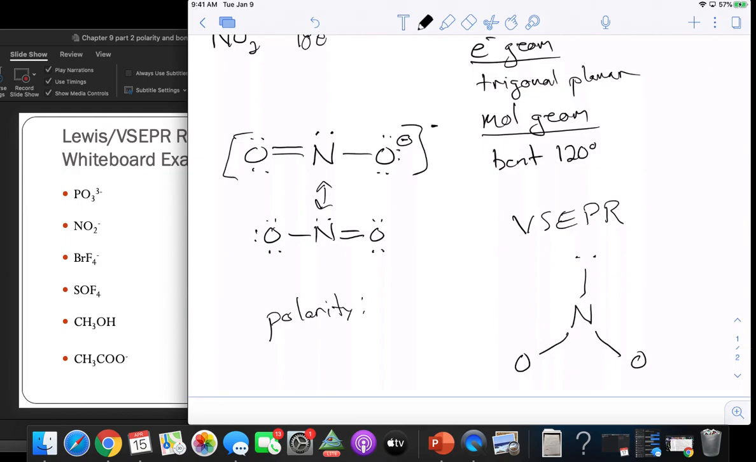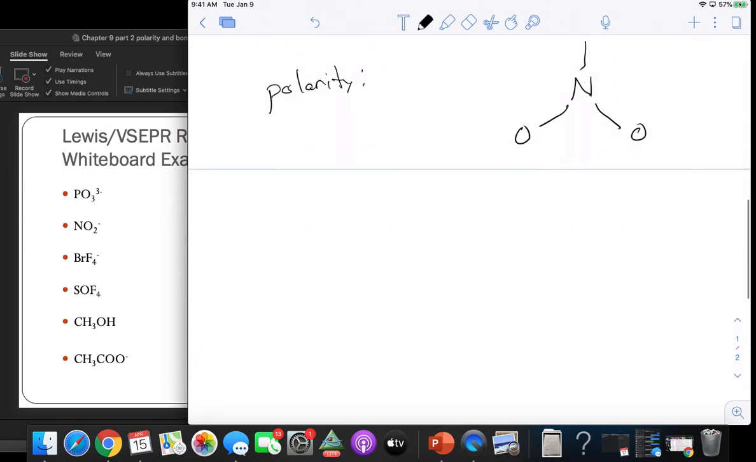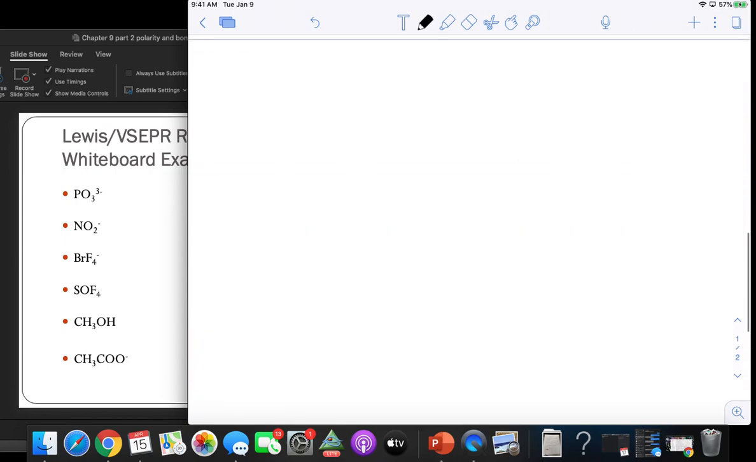All right, next example. And feel free for any of these to stop the video and try the examples that you see on the left-hand side and then play the video to see your answers. That's probably a good idea just to check and practice a lot of these. But our next example, BrF4 minus.